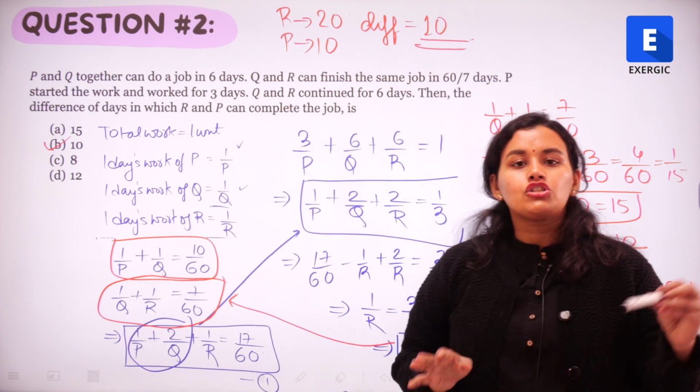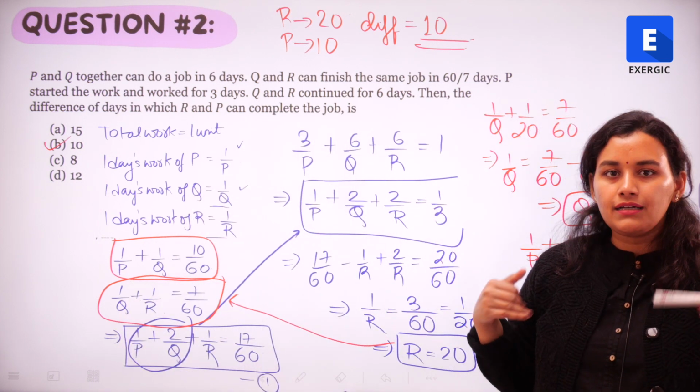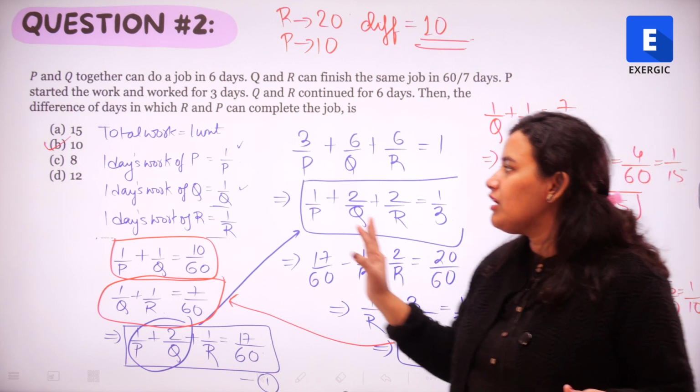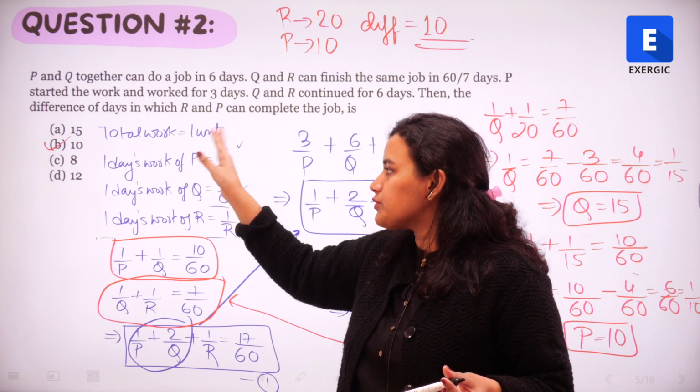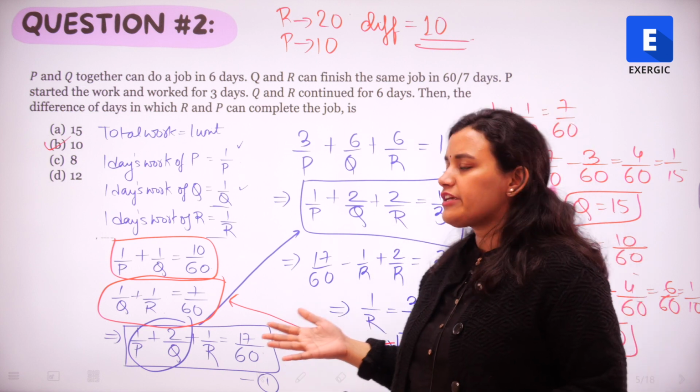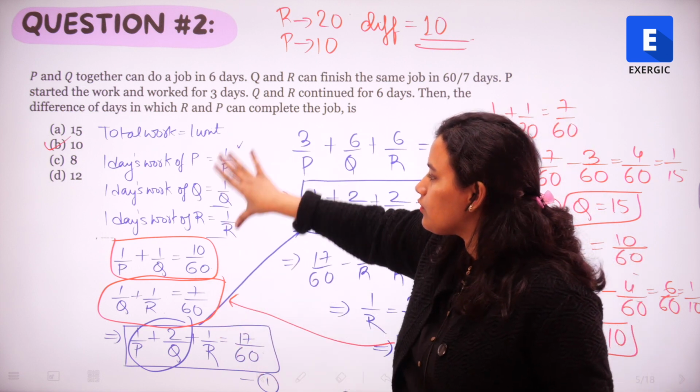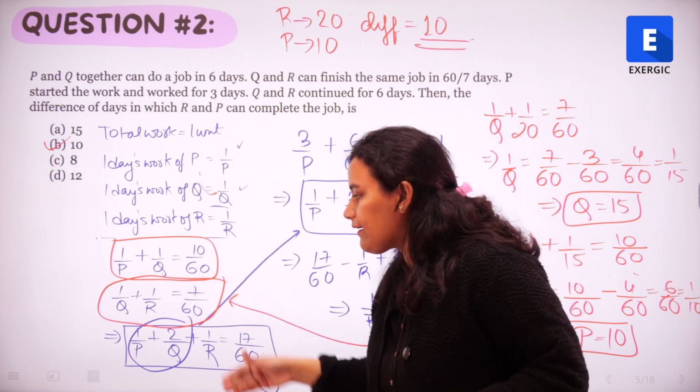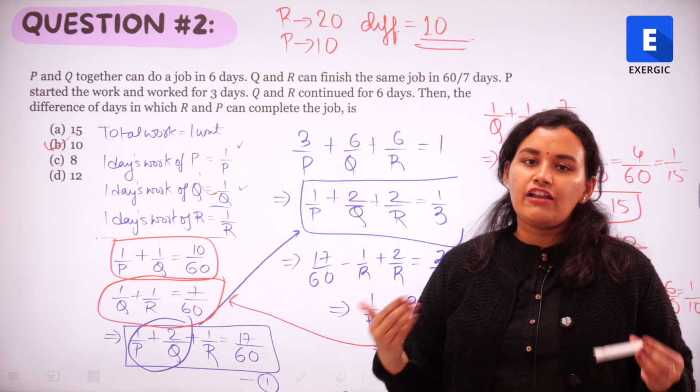Is this clear? So for all questions of time and work, the approach is pretty much the same. We assume the total work to be 1 unit and we find out the 1 day's work, right? Once you practice more questions of time and work, you don't need to write this down. You can directly write the relationships and find out.